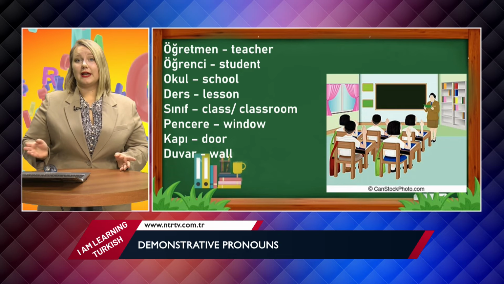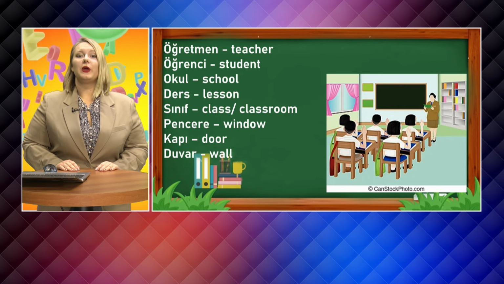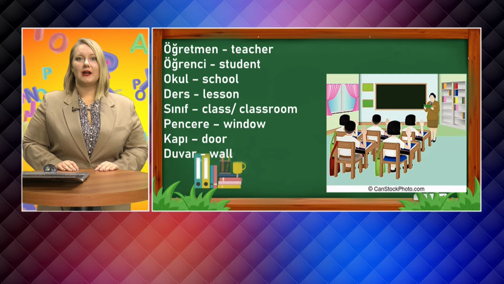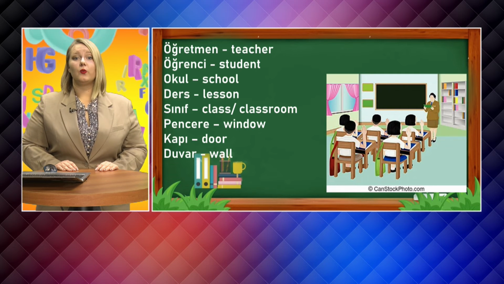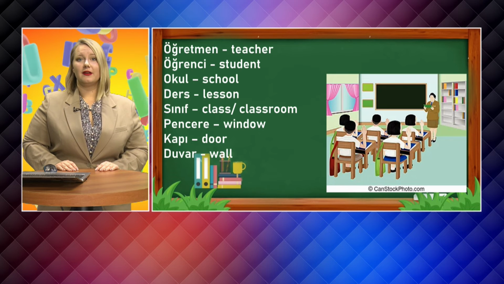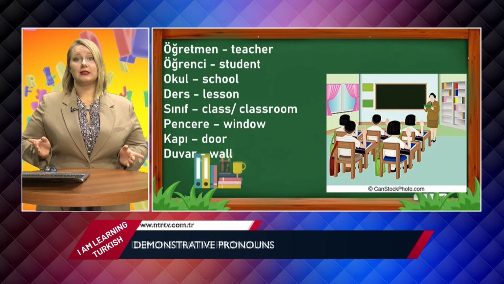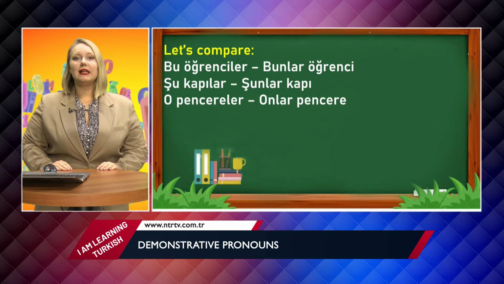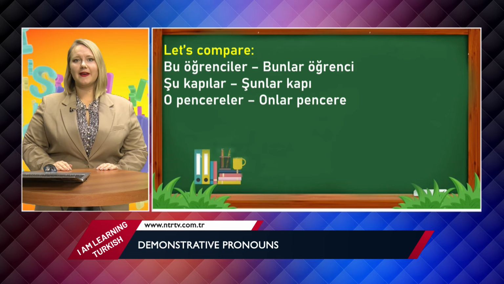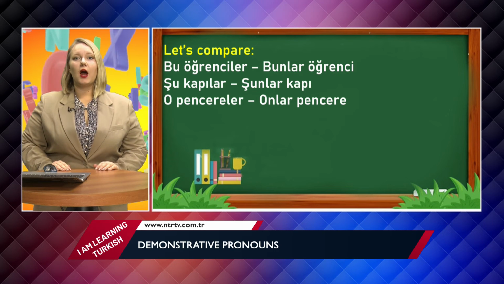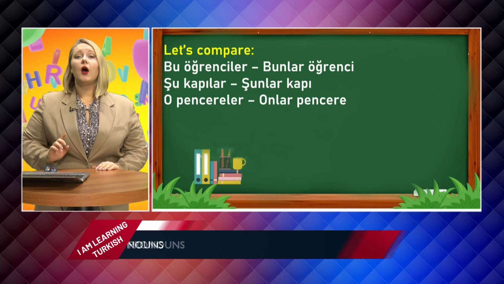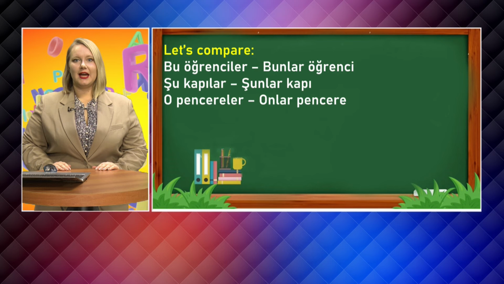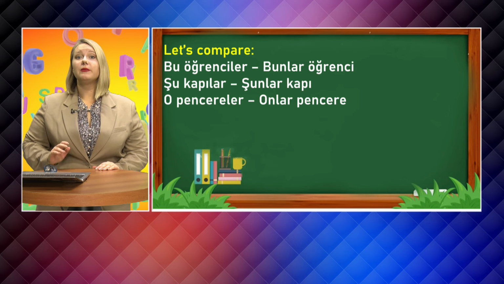And in all classrooms, but not in ours, we have windows, which mean pencere in Turkish, and doors, which means kapı, and also the walls, which means duvar. Now, when we know a lot of words about school life, let's use them in our next block. We will compare how do demonstrative adjectives and nouns are working when they are plural.